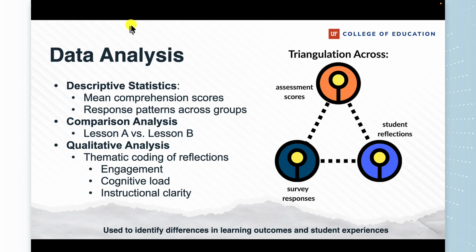For analysis, I used both quantitative and qualitative approaches. I calculated descriptive statistics, including mean comprehension scores and response patterns. I then compared results between Lesson A and Lesson B. In addition, I conducted thematic coding of student reflections, focusing on engagement, cognitive load, and instructional clarity. These data sources were triangulated to better understand differences in both outcomes and experiences.